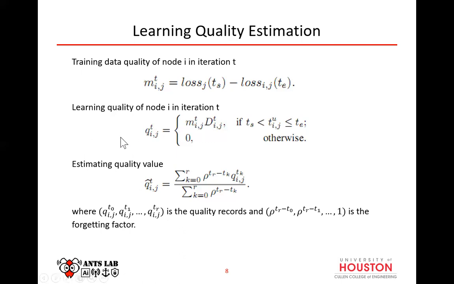So this loss, can it be negative or is it only positive? MIJT? Yeah. The reverse loss should be larger than this one. So it's positive. It's positive, right? Okay. Learning quality of node I, iteration T. What is the DIJT? DIJT is the data set size? Yeah, DIJT is the data size.